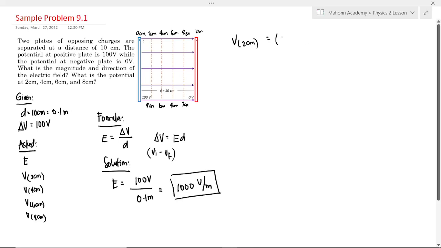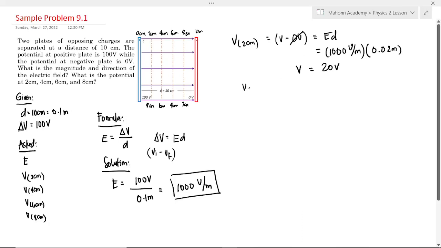We're just going to take our V minus 0 volts is equal to Ed. So what that means is we're going to take our 1000 volts per meter, which we solved earlier, multiplied by d, and this time we are looking for 2 centimeters, so that's 0.02 meters. Since this is just 0, we are just left with our V. Our V at 2 centimeters is equal to 20 volts.